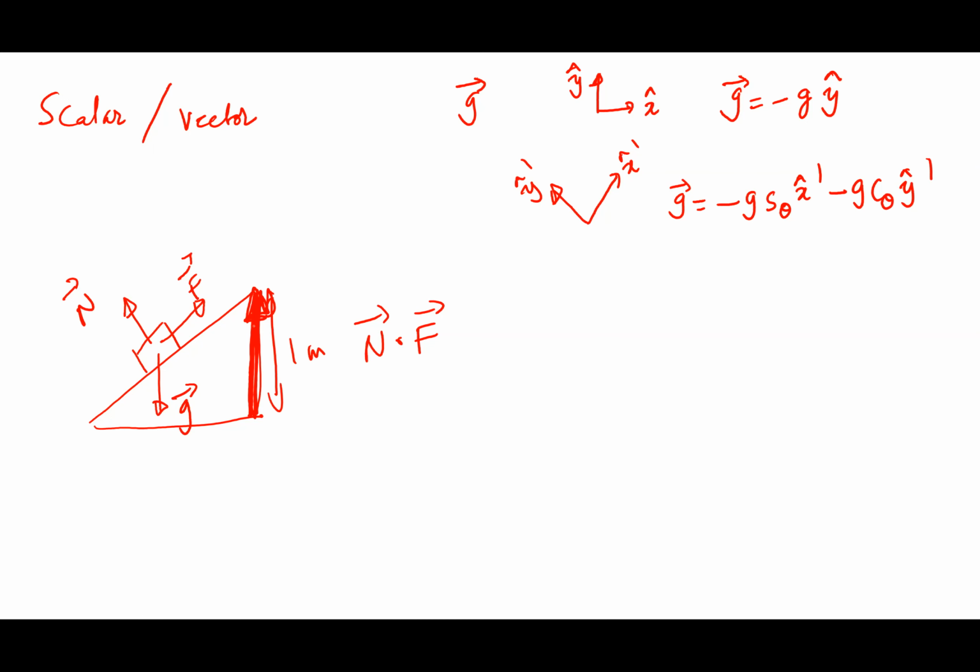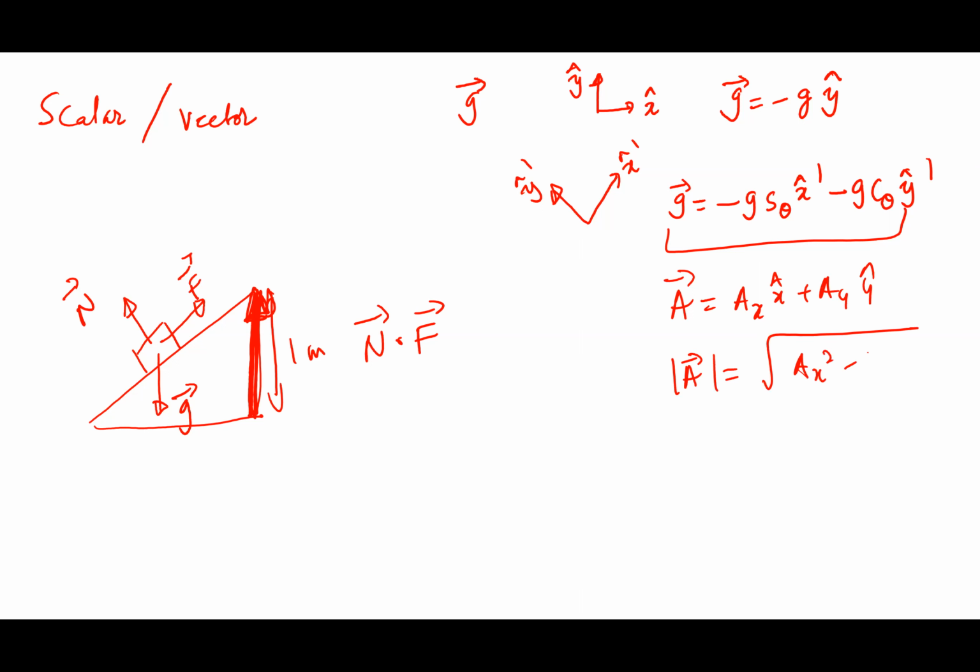Right? But if you take the magnitude, for example, of the g vector, let's see the magnitude of this vector. How do you do the magnitude of this vector? Recall that if you have something like ax x hat plus ay y hat, we do the magnitude by taking the Pythagoras theorem. So here, the magnitude of g would be g squared sine squared theta plus g squared cosine squared theta, which would simply be g.